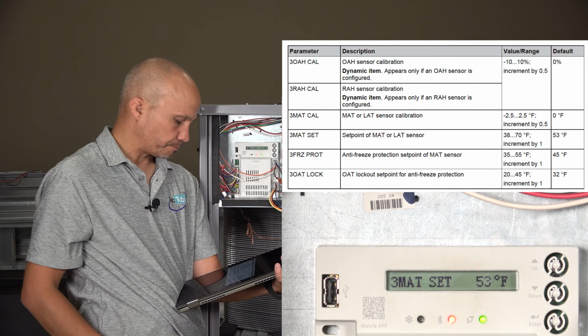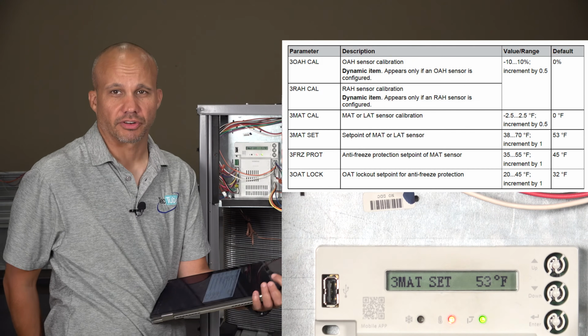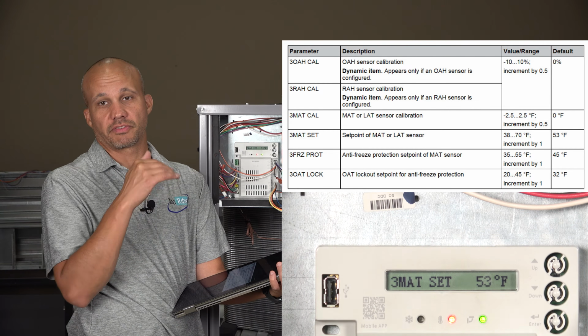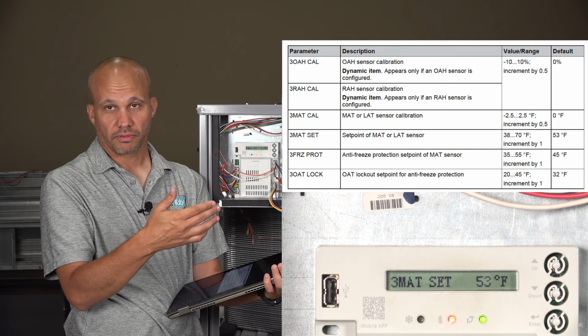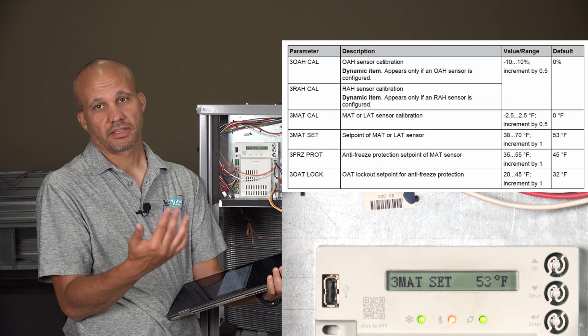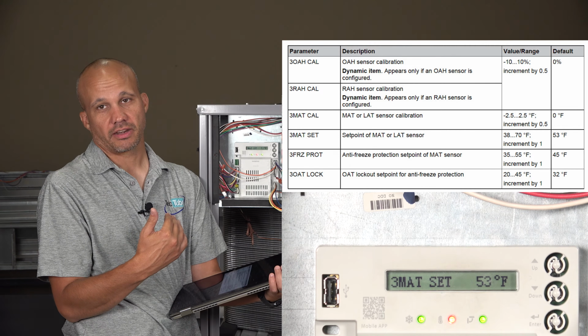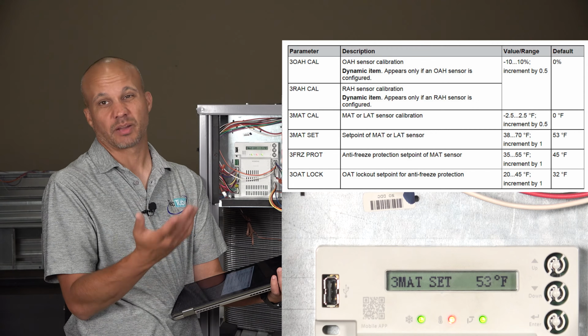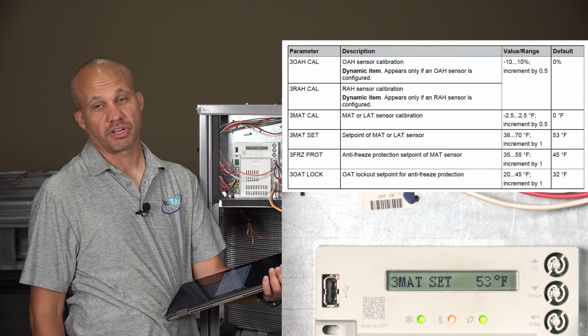MAT set point, the default for that is 53 degrees. So as the air is moving through the system, it's going to be 53 degree supply air, which is normal. Actually, 55 degree air supply temperature is normal for most designs. However, this is upstream of the fan. We assume the fan is going to add 1 or 2 degrees of waste heat, so we end up with 55. So that's why we have a 53 default here.